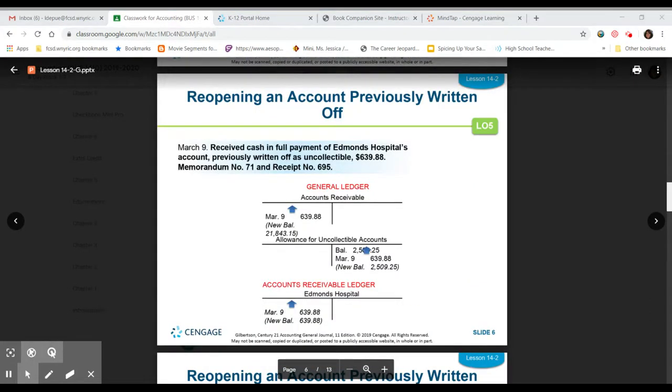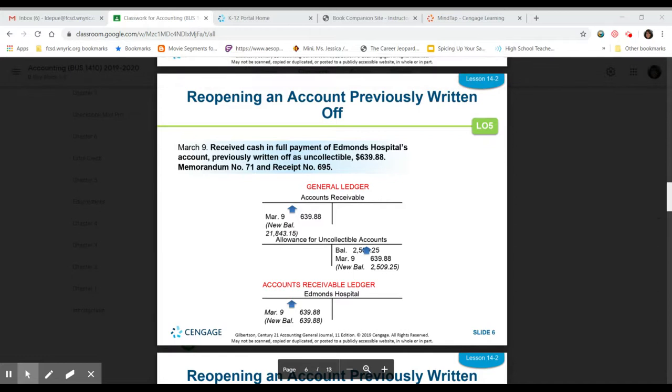I'll also show you this in the notes. Same thing. I wrote out the transaction and I showed you here in the notes what that would all look like. And I even made a note here to make sure you wrote the words written off. The second part of this that we're going to learn is how to then reopen an account that was previously written off. So here it is in the notes. We received cash in full payment of Edmonds Hospital. Previously, we wrote it off as uncollectible. So the previous transaction, we wrote it off. Now they're going to pay us.